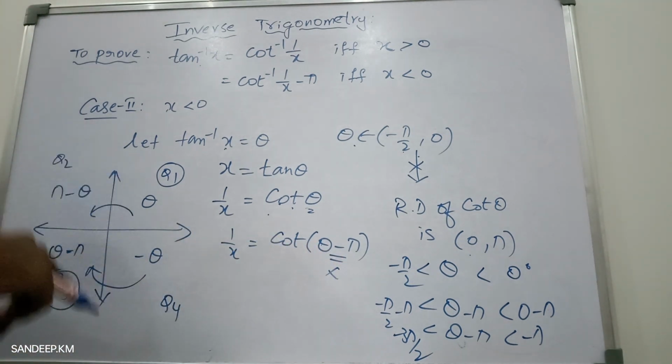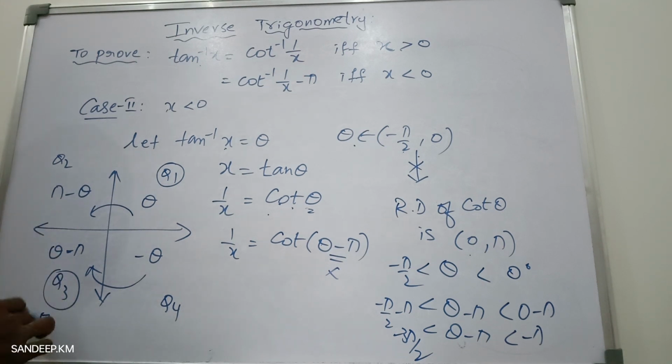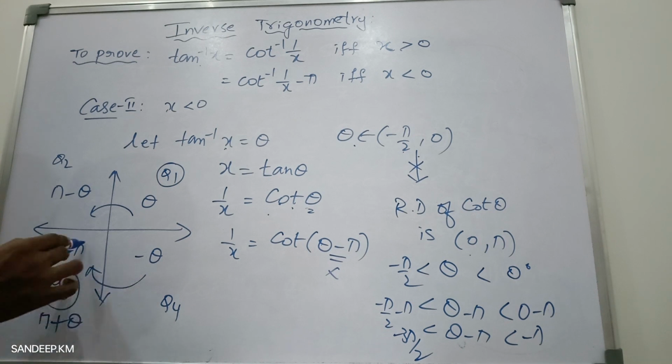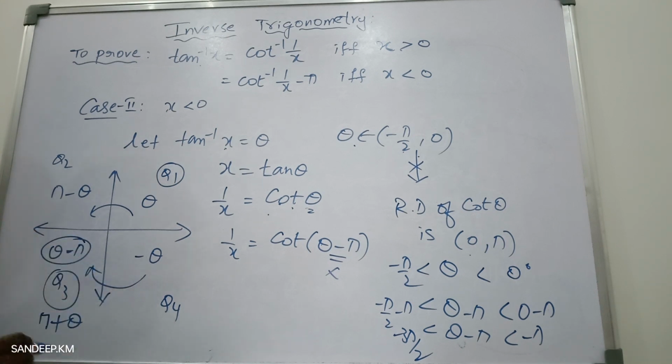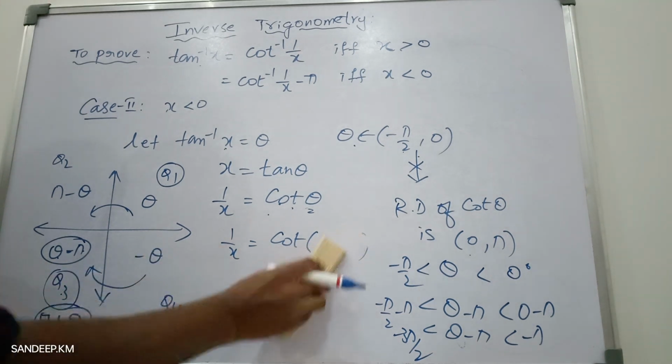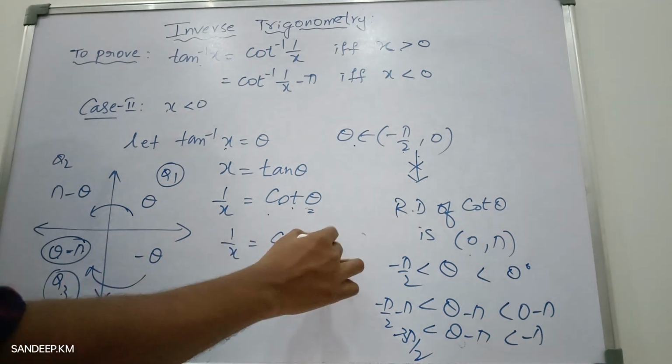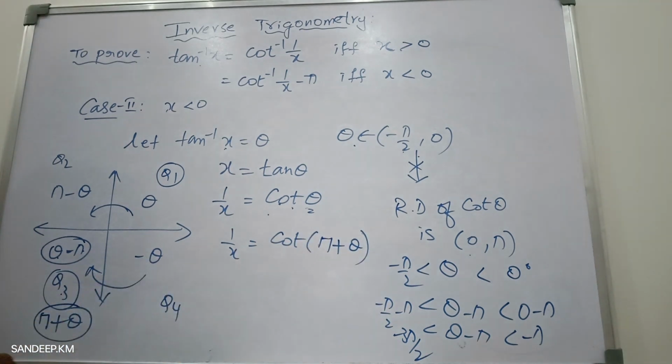So when theta minus pi is a failure, you consider pi plus theta. That means instead of taking the angle clockwise, I am taking the angle anti-clockwise as usual. Theta minus pi is an angle in the third quadrant, and pi plus theta is also an angle in the third quadrant. Now let us take cot theta as cot of pi plus theta. See what happens now.